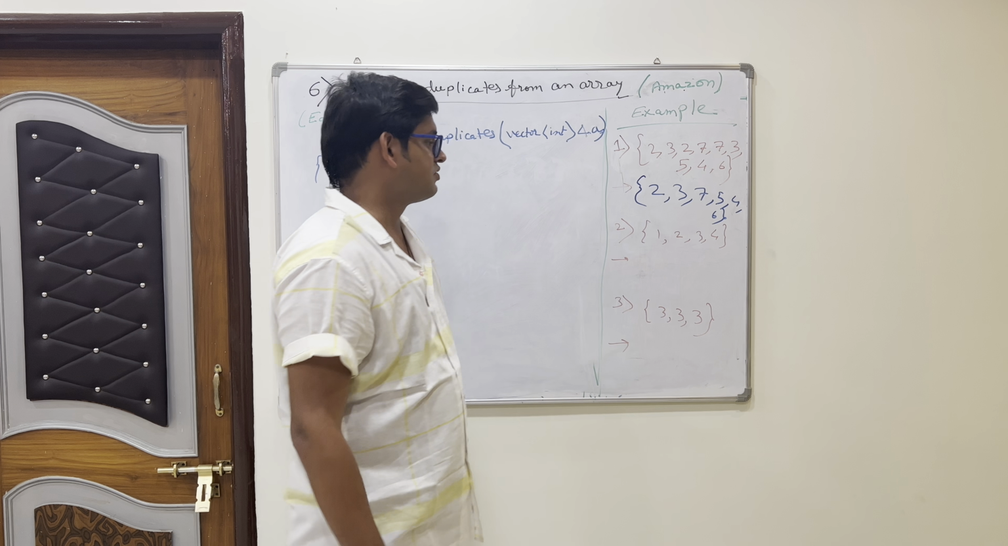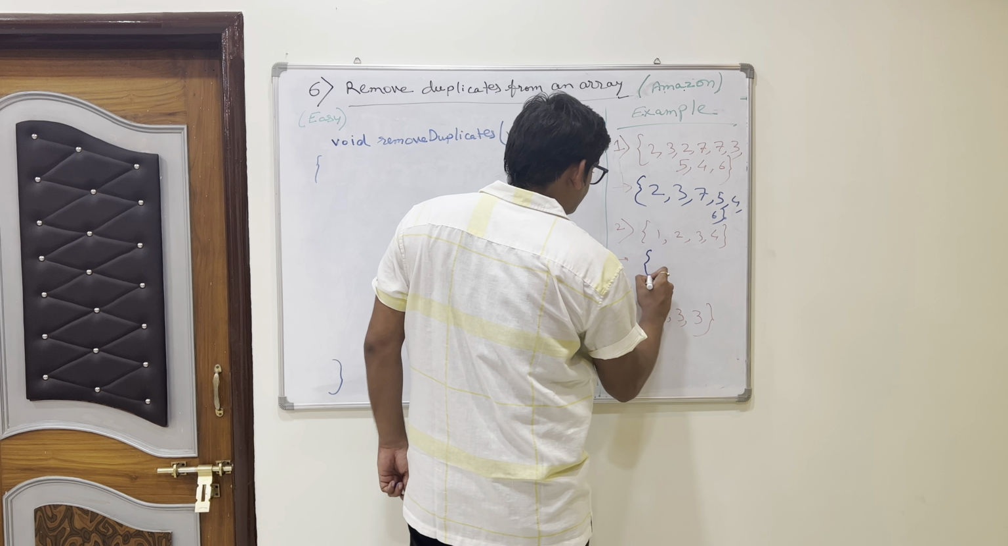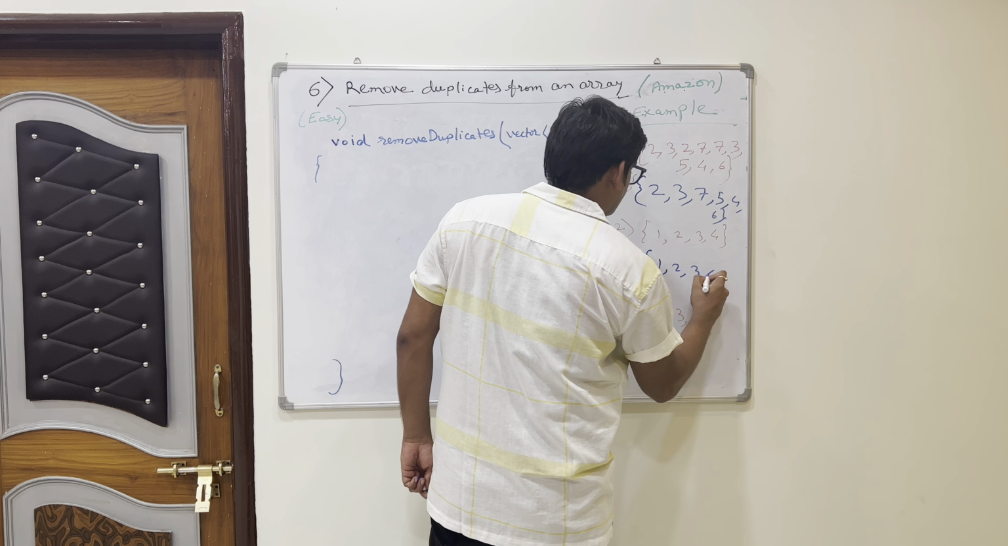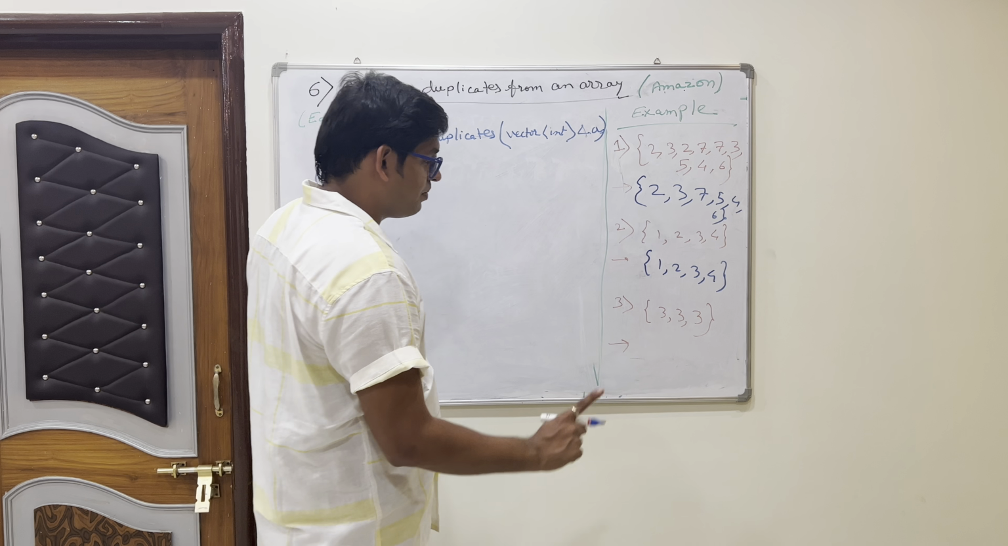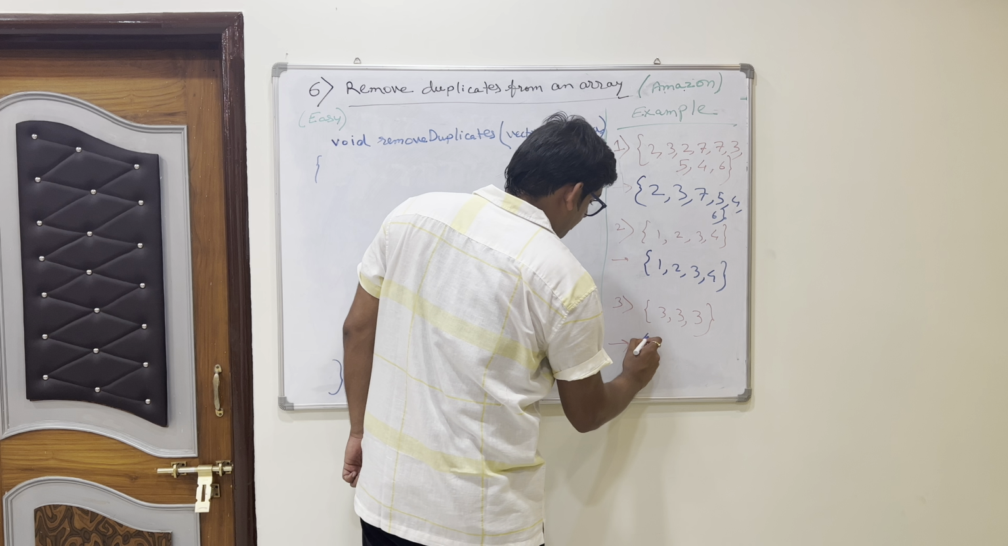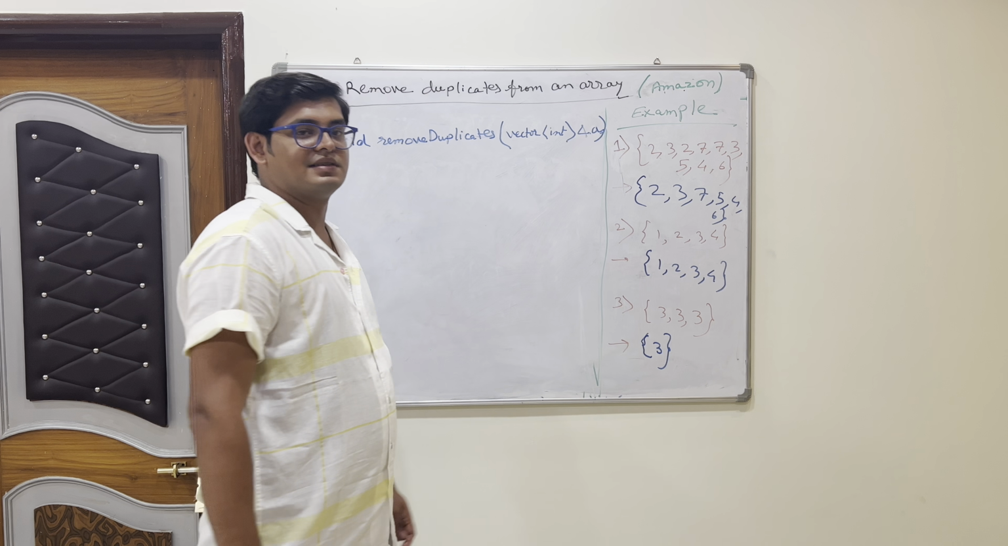In this case, 1, 2, 3, 4. There are no repeated elements, so our answer will be the same, 1, 2, 3, 4. In this case, 3 has been repeated thrice, so our answer would be only 3, only once. So how do we solve this?